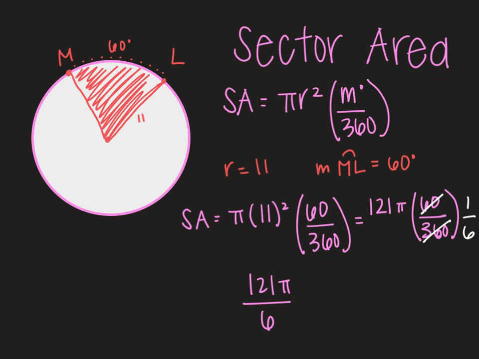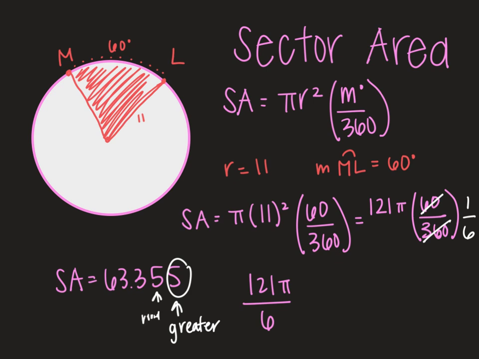Okay, so my sector area equals 63.355. And again, I'm still rounding to 2 decimal places. So I take this digit right here. It is 5 or greater, so that means it rounds up. From 35 that would go up to 36. So my sector area will equal 63.36.